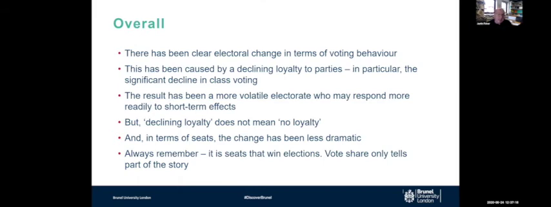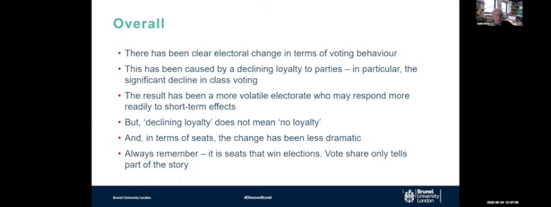The result, as we've seen, has been a more volatile electorate, an electorate that's prepared to change sides election on election, and who may respond more readily to short-term factors such as which leader they prefer, which campaign they think is better, and how parties are treated in the media. Now, this relates back to the popularity of leaders. If you're responding more to short-term effects, such as leadership effects, it matters if your leader is deeply unpopular. It wouldn't matter if people were deciding to vote a long time out from the election.